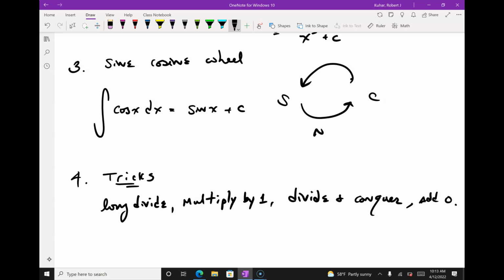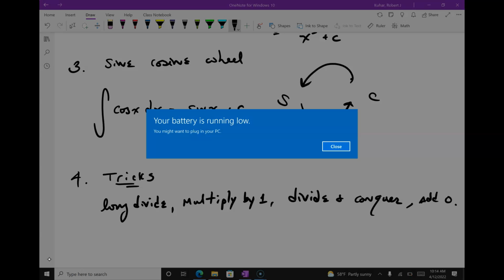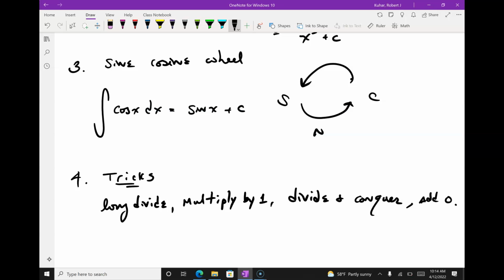Of course, when I multiply by 1, I don't change anything. When I add 0, I don't change anything. When I say divide and conquer, I mean take a single fraction and split it into multiple fractions. And for long division, when my numerator has the same or higher power than the denominator, I'm going to long divide. I'll do a couple of those.